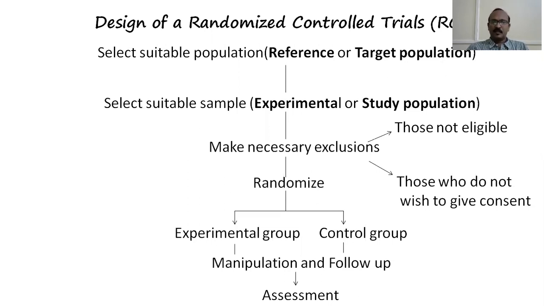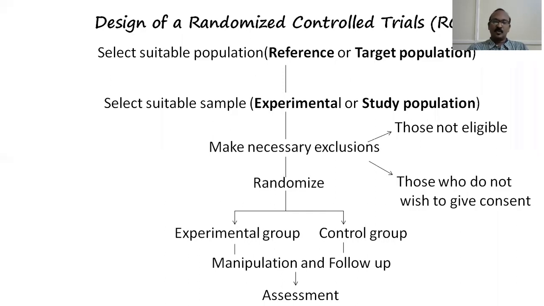Here, the first thing you need to remember is the reference population or target population, that is a suitable population. Then, by various sampling methodologies, you select a suitable sample from it, which is also known as the experimental or study population. Then you make the necessary exclusions, those who are not eligible and those who do not wish to give consent for participating in the study. Then you do a process called randomization, which is a statistical procedure that allocates subjects randomly, according to a random number table, into the study group and the control group, or the experimental group and the control group.